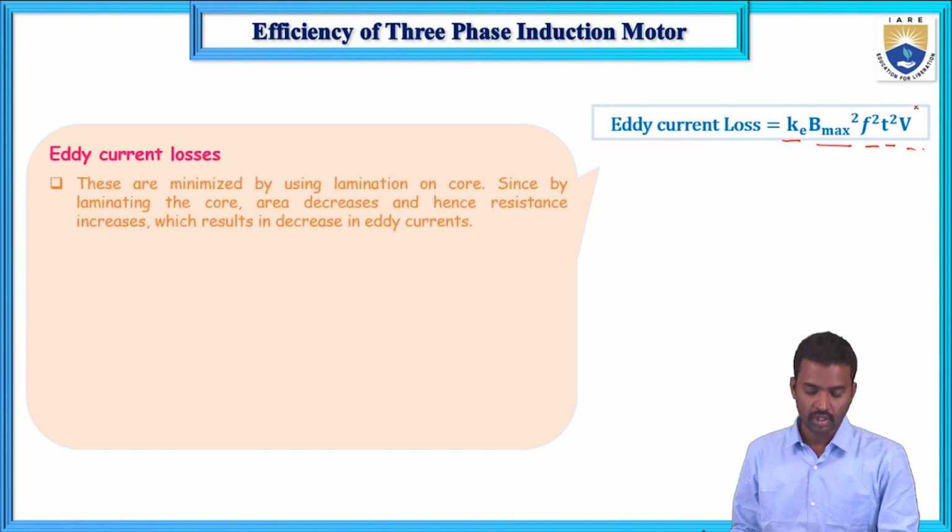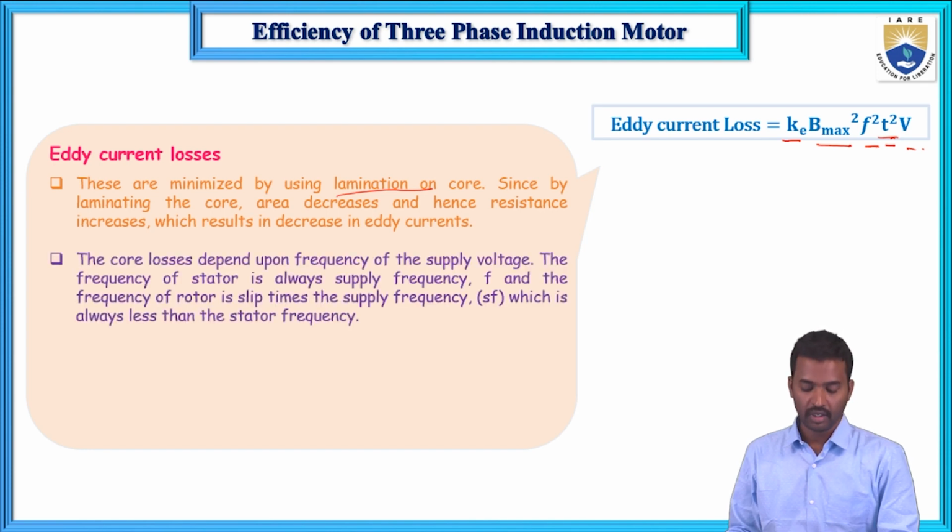Now if you see, these losses are minimized by using a laminated core. T is the thickness of the lamination. With a laminated core, the area decreases and hence the resistance increases, which results in the eddy currents decreasing. And these losses depend on the frequency.